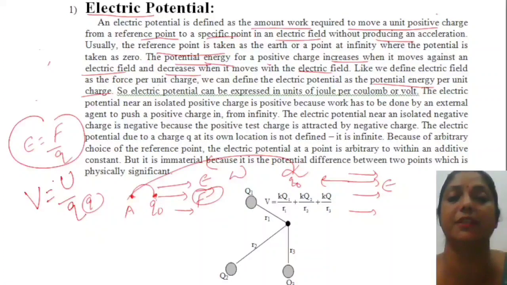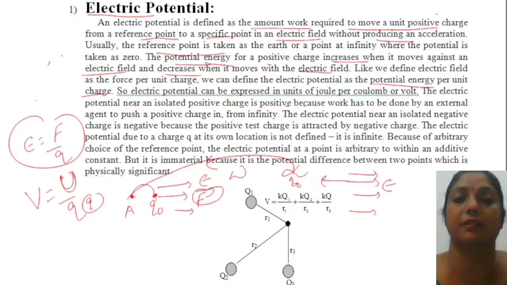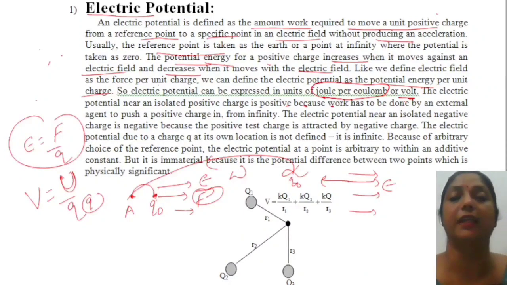So its unit is what? The unit of this electric potential is also the unit of energy. This potential energy is joule per coulomb, right? So the unit for this potential energy is, here it is clearly written, joule per coulomb, or you can say the SI unit of joule per coulomb is equal to volt. So this is the unit for electric potential.